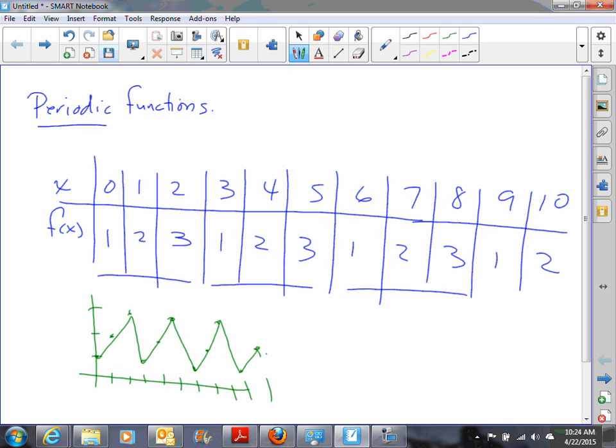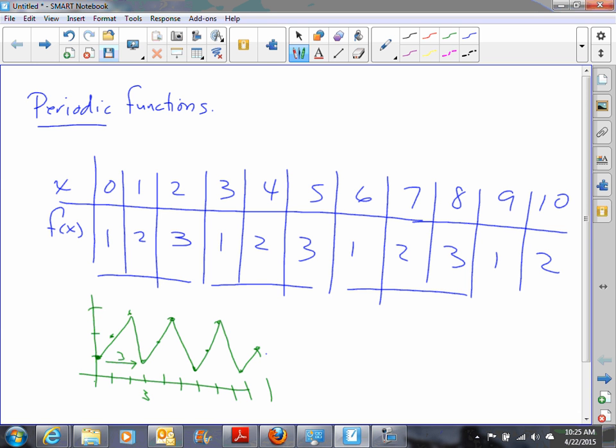Now, when you have a periodic function, the same values occur again after a while, over and over and over again. And a lot of times we ask ourselves, what is the period of a periodic function? Well, we have a 1 at 0, and then we have a 1 again at 3. So we would say the period of this periodic function is 3. In other words, it takes 3 units to repeat.